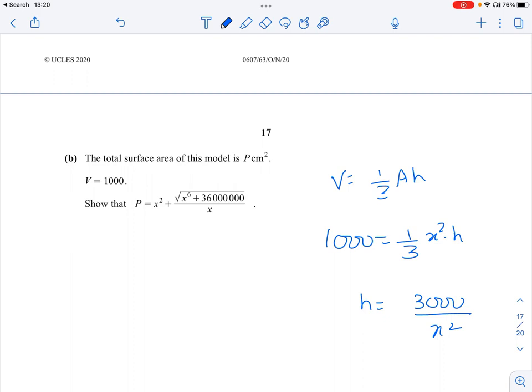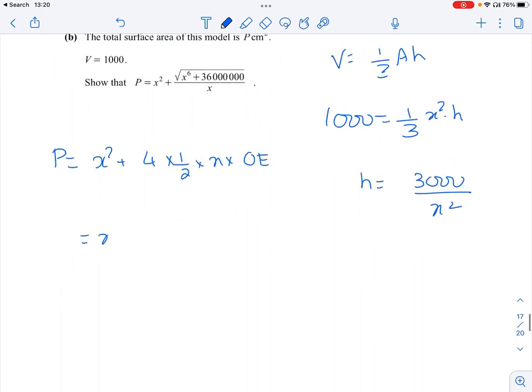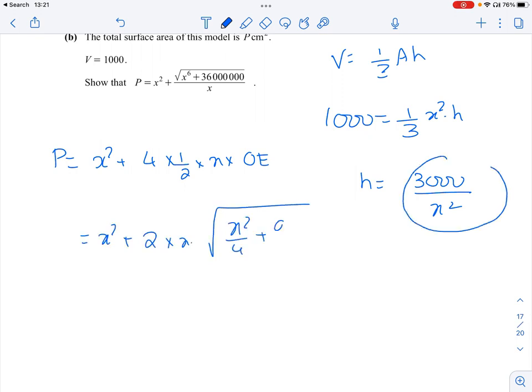Now total surface area. What is the total surface area? P equals base area plus there are 4 triangles and each triangle is half times base times height. Height is nothing but what? OE. So it becomes x square plus 2 times x times OE. OE is nothing but what? Square root of x square upon 4 plus h square. H square is 3000 upon x square, so upon x power 4.